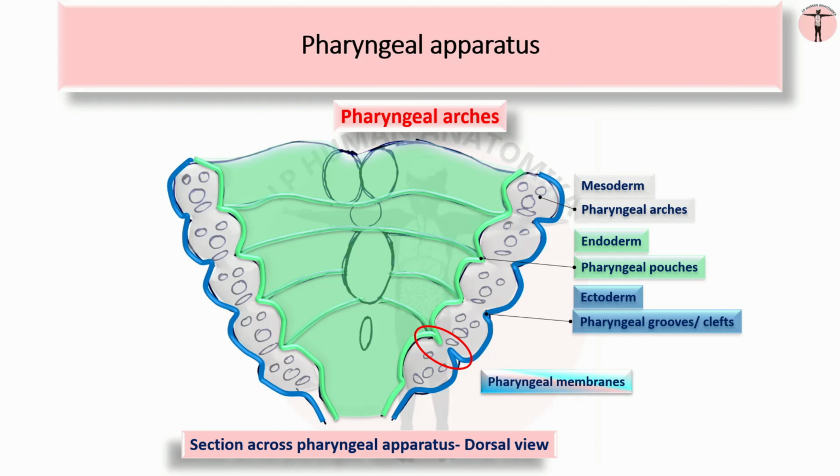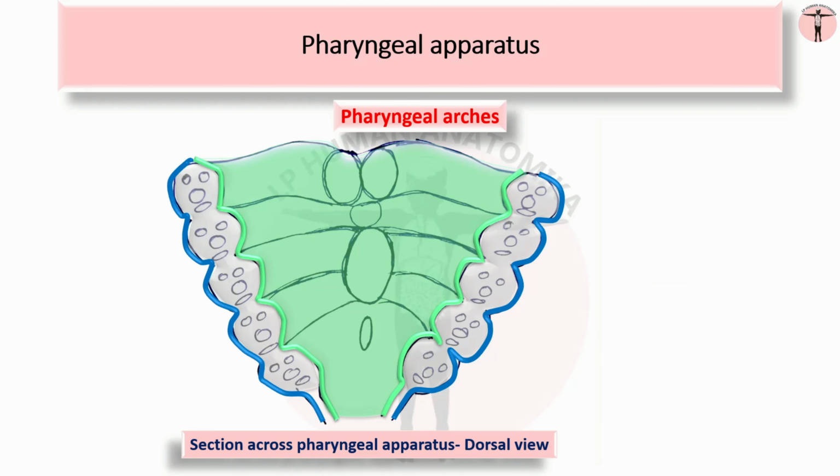Although development of pharyngeal arches, clefts and pouches resembles formation of gills in fishes and amphibians, in the human embryo, real gills are never formed. Therefore, the term pharyngeal arches, clefts and pouches has been adopted for the human embryo. The typical pharyngeal arch has the following components.